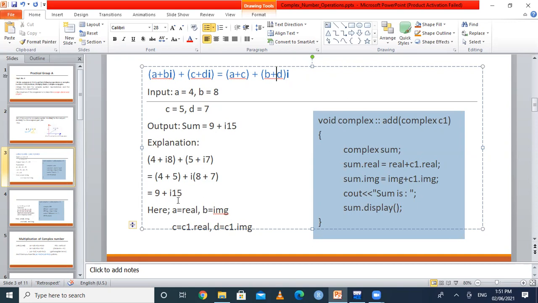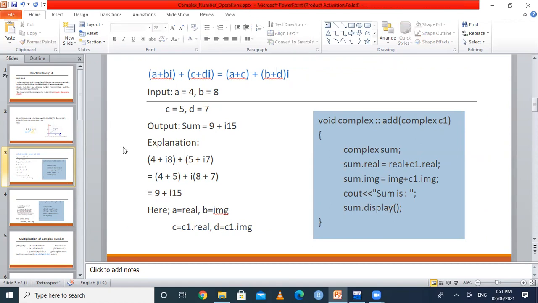Are all of you getting how to go for addition of two complex numbers? Yes or no?